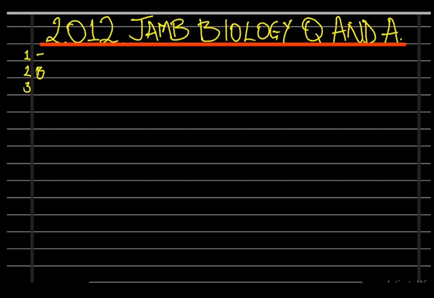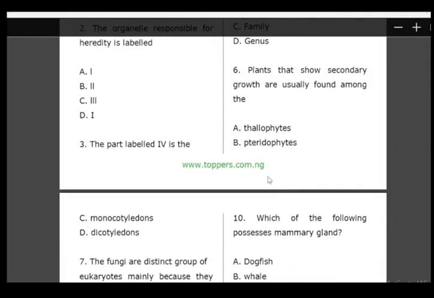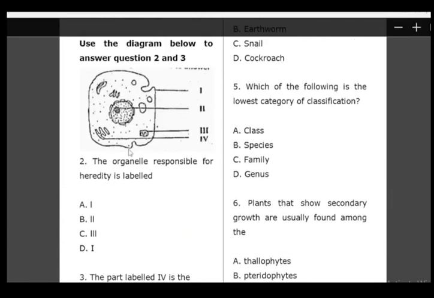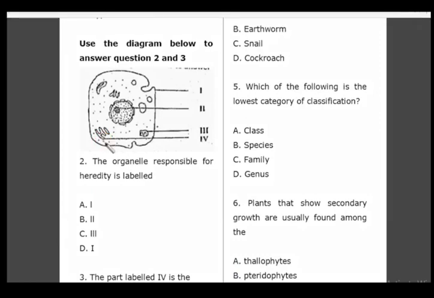So let's go to number 3. Number 3 there says the part labeled IV is the, from that diagram we have here, this is the IV. We can see the IV here, this one here. So this part here labeled IV, whenever you look at a cell and you see this kind of structure, this particular type of diagram of an organelle in a cell, that is a typical representation of the endoplasmic reticulum. That is how we depict the endoplasmic reticulum of a cell.